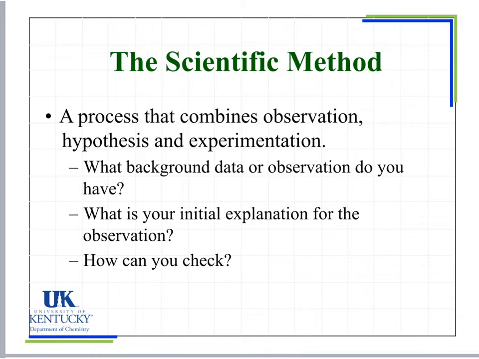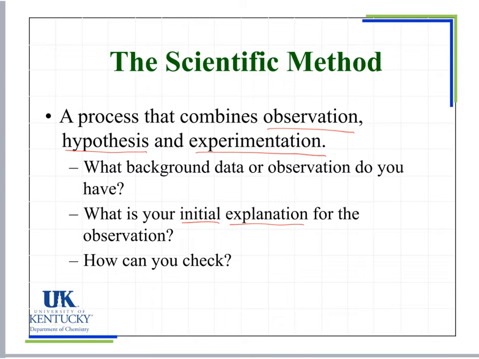The scientific method is a process that combines observation, hypothesis, and experimentation. These are three key words, and they're important. It starts with the question, what background data or observation do you have? You always see something, you have some observation. So it starts with an observation. What is your initial explanation? This is a key word, initial explanation. So when you see something happen, with your data, you have an initial explanation.